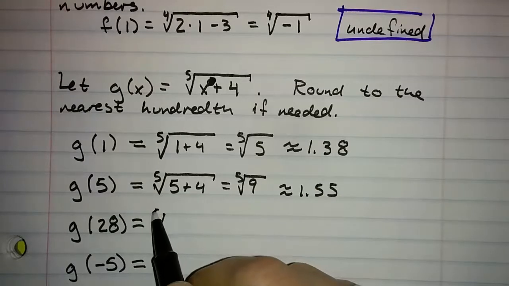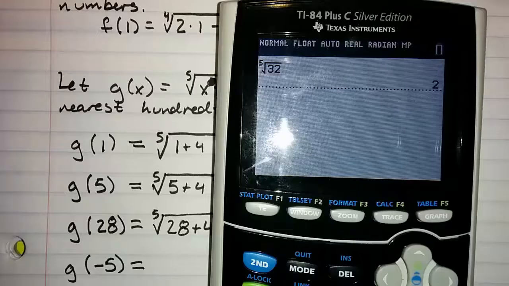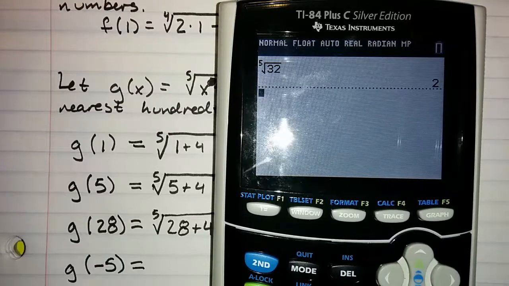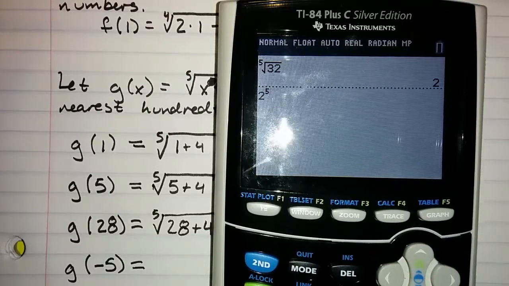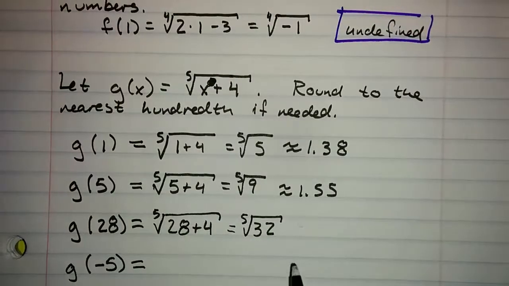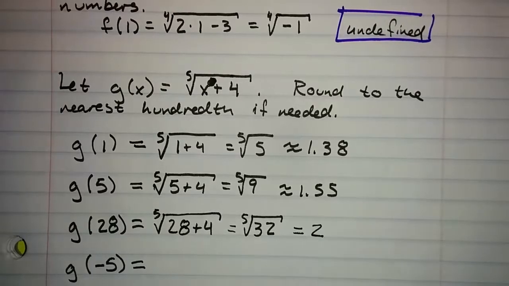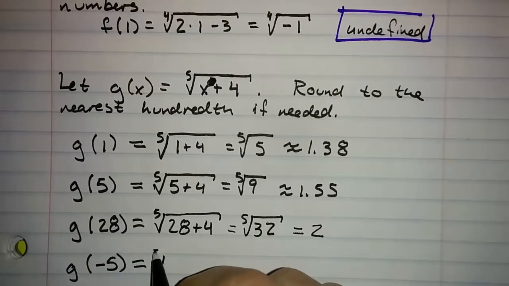G of 28, well, that's going to be the fifth root of 32. Hey, that's exactly 2. Is that true? 2 to the fifth is 32. So the fifth root of 32, exactly 2.